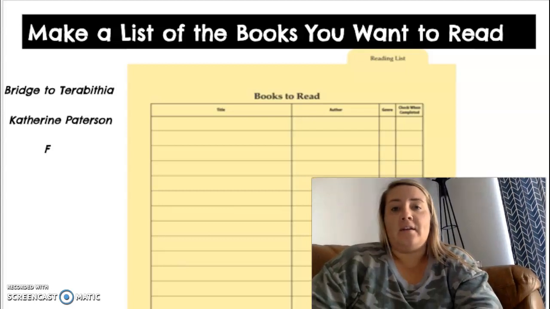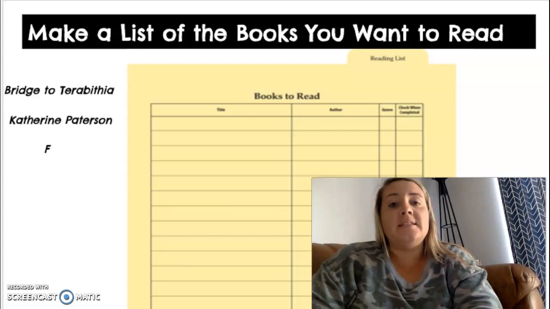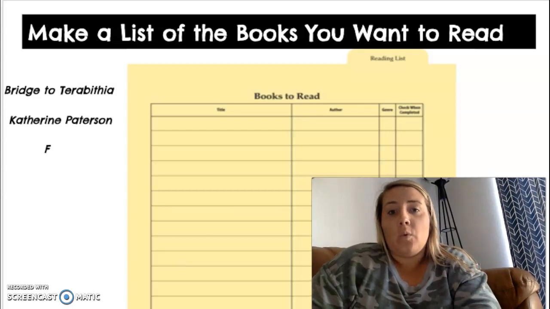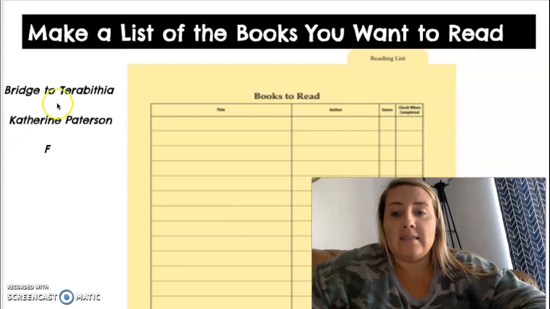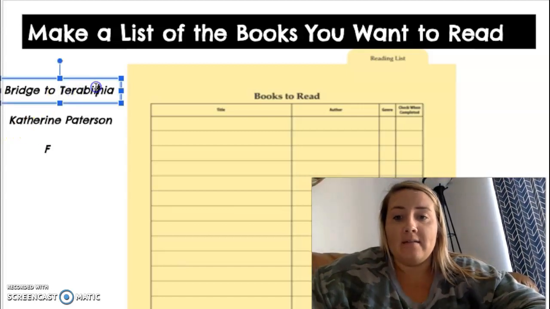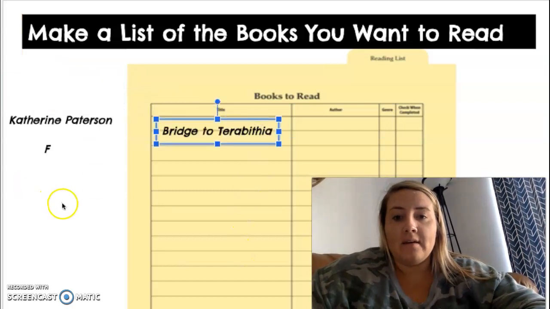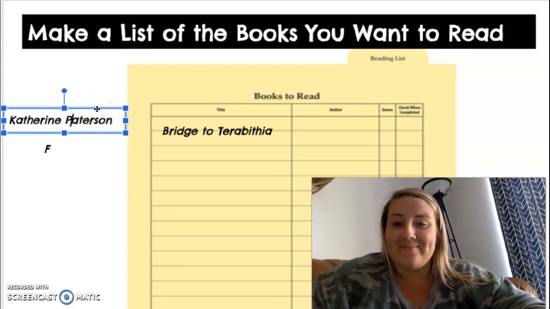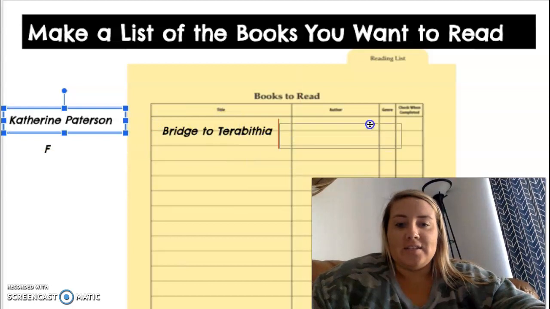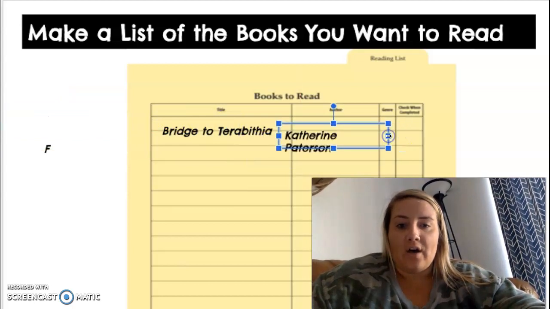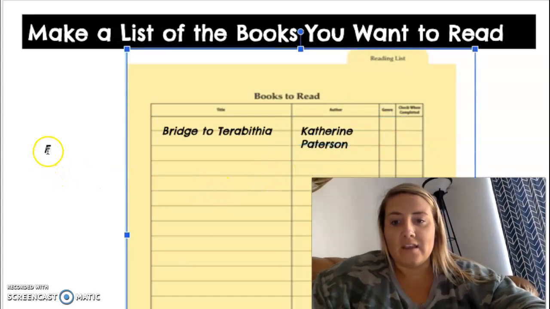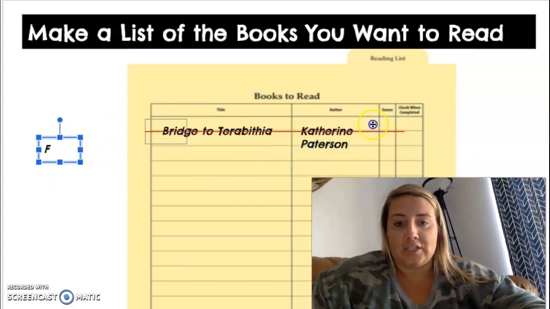Let's say there's a student in our class named Beyonce, and Beyonce is really interested in reading the book Bridge to Terabithia. What she's going to do is write in the title Bridge to Terabithia, and she's going to put it right here underneath the title. The author of Bridge to Terabithia is Katherine Paterson, so she's going to put her name right there underneath the author, and it's okay if she has to go down on the second line. The genre of Bridge to Terabithia is fiction.